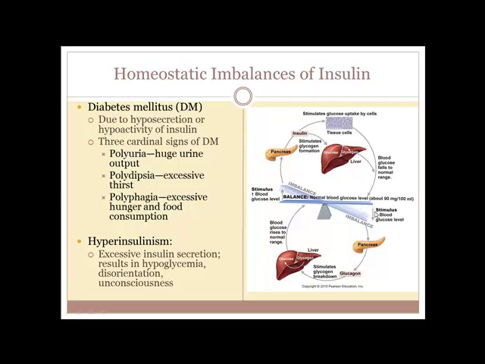Once my sugar levels start to drop too low, my pancreas is going to stop the release of insulin. And if it drops too low, then we're going to start to release glucagon, which causes glycogenolysis and gluconeogenesis, and we will increase the sugar levels in the blood.